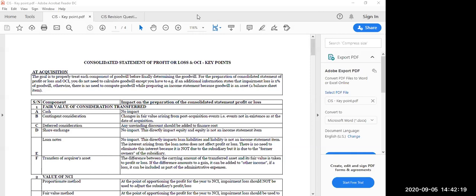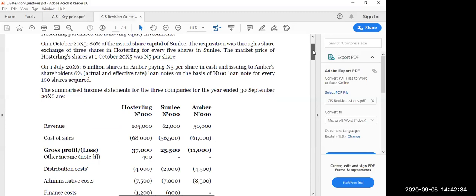I also shared a question on the group. I will project that question now. I shared the question on the group, and that's the question we will solve right away. It's an ACCA past question, and we can just play with it and move ahead. So if you're with me, I'm with you.